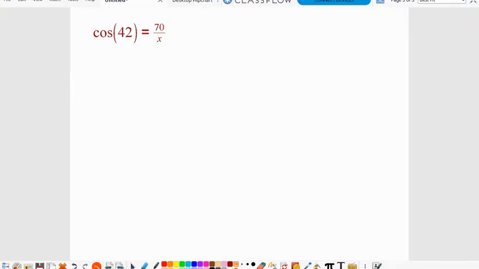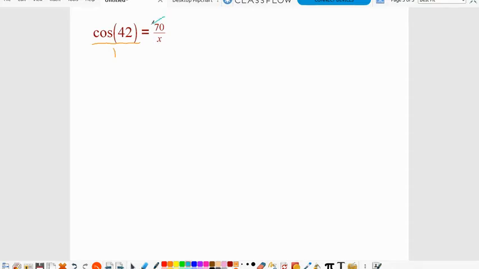Okay, so for the question that you guys asked about, cosine of 42 equals 70 over x, we want to solve for x. There's a couple of different ways that you can approach this problem. My favorite way is to just turn it into a proportion by putting cosine 42 over 1. So now we have a fraction equal to a fraction.